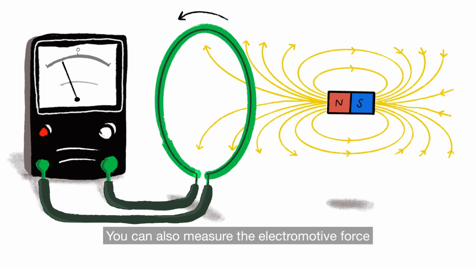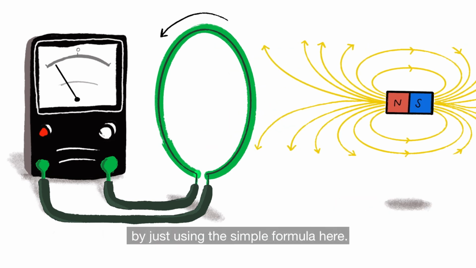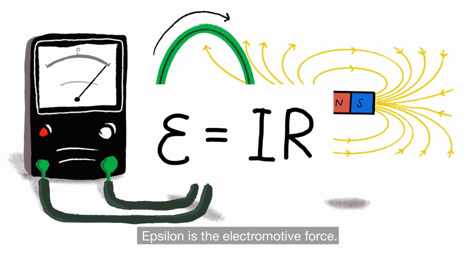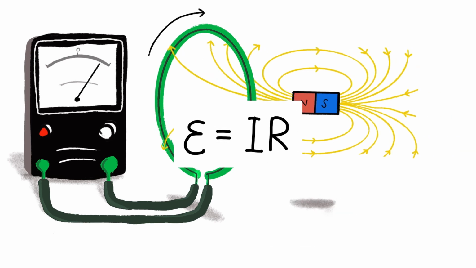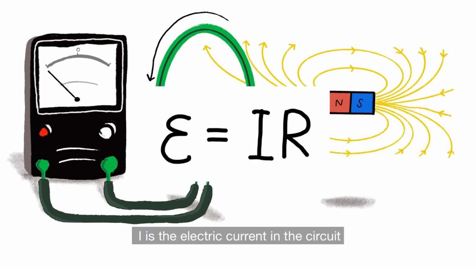You can also measure the electromotive force by just using the simple formula here. Epsilon is the electromotive force, I is the electric current in the circuit, and R is the total resistance in the circuit.